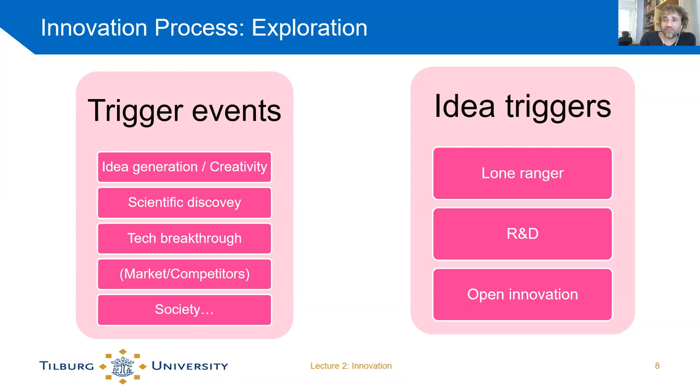And you can also have idea triggers, like a lone ranger, the weird scientist or someone else who has a brilliant idea in your organization. It can also be your R&D department, or it can be outside of the organization, like an open innovation process in which people from outside the organization help you start coming up with a solution for a problem, or even start defining the problem. Those are all ways that the innovation process can start.